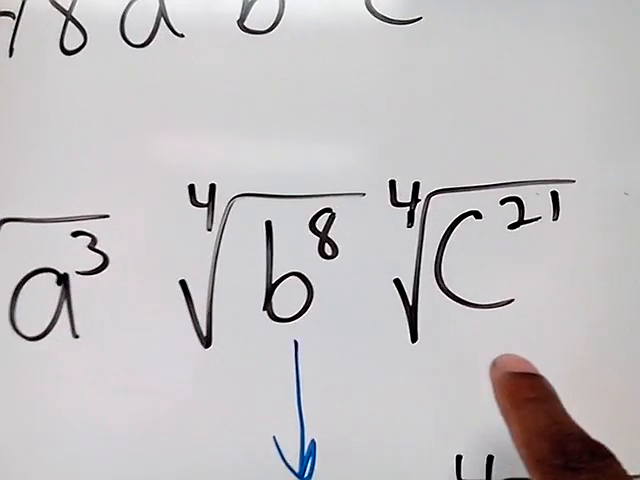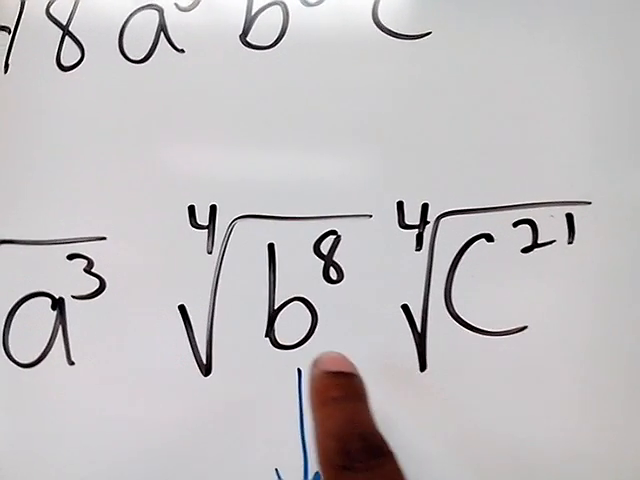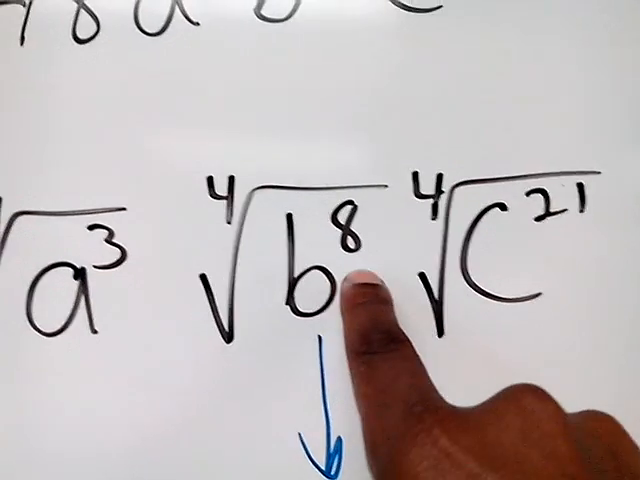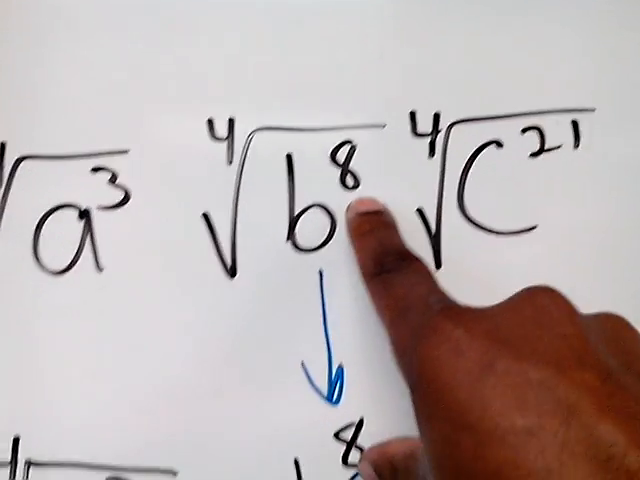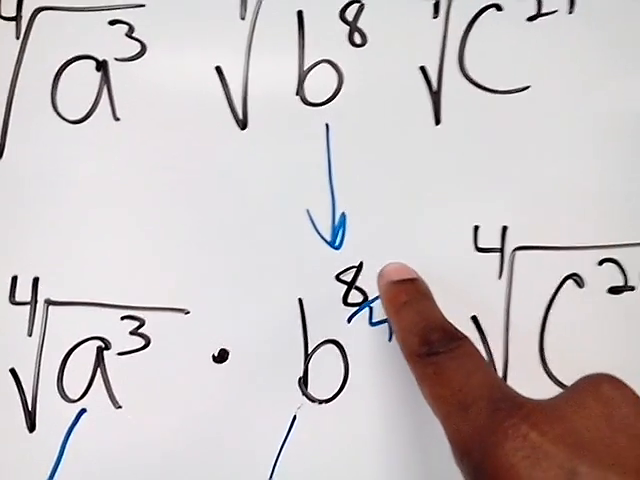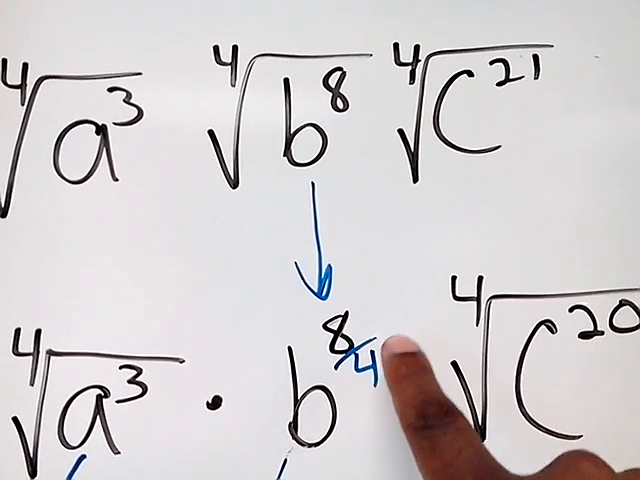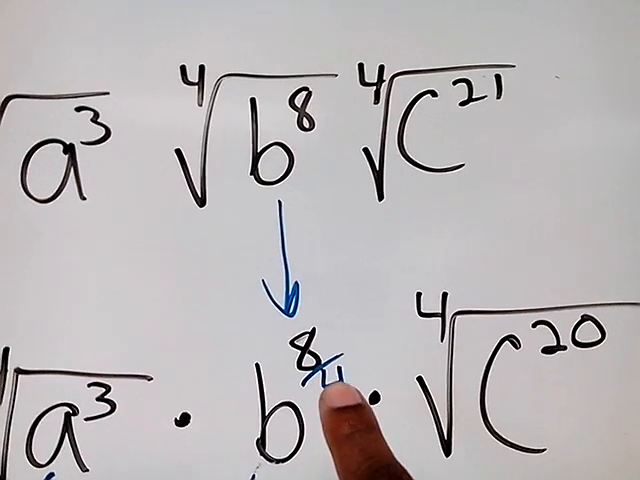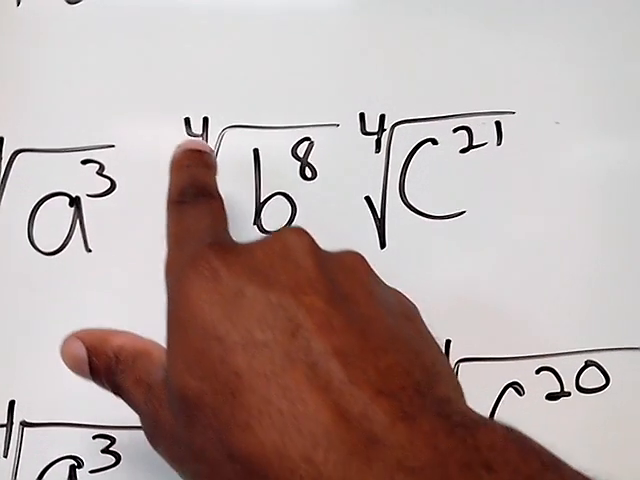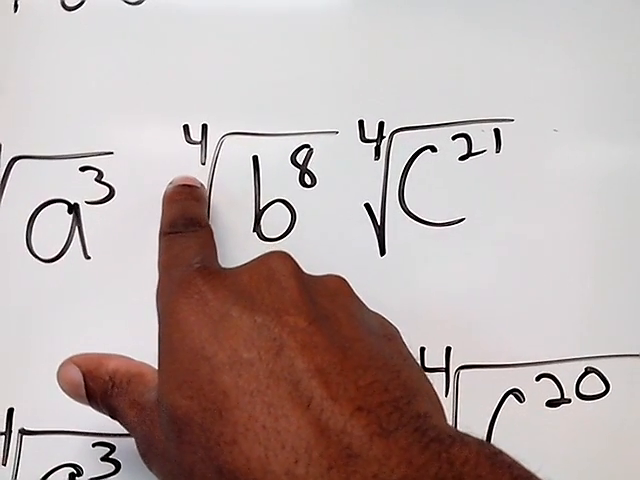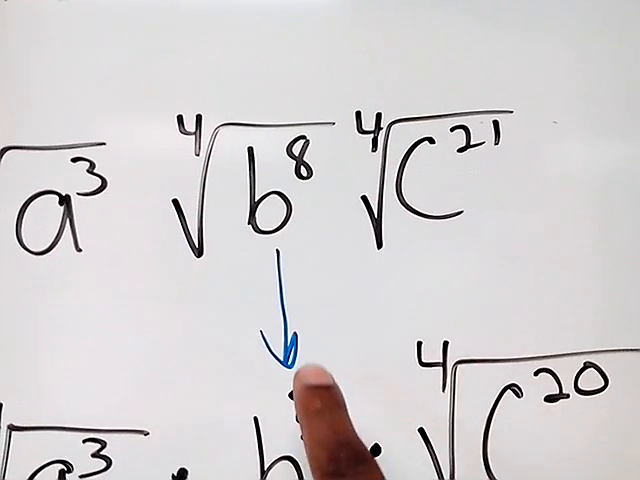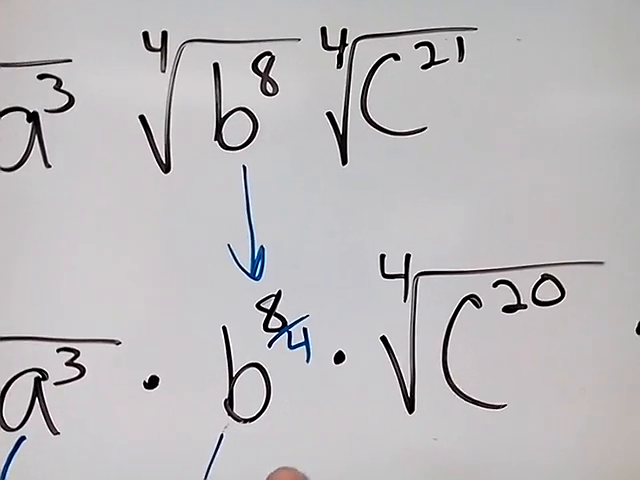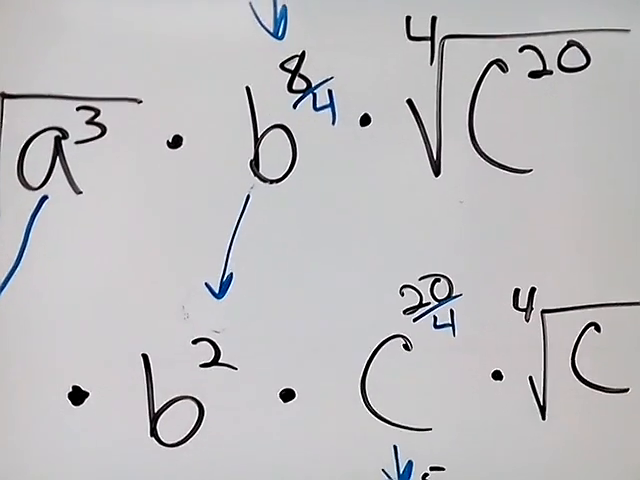We have b to the eighth. Using the rules of rational exponents here, we can write this as b to the 8 over 4, or in other words, whatever root you have out here becomes your denominator. So b to the second is what that becomes.